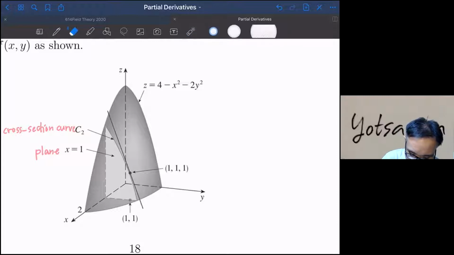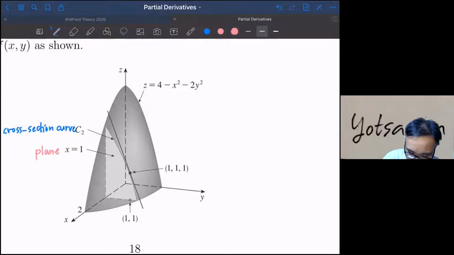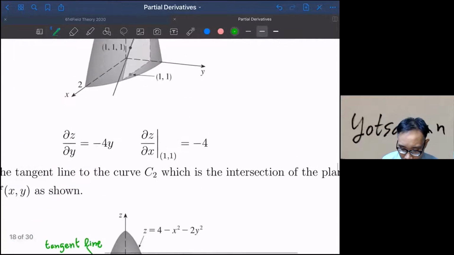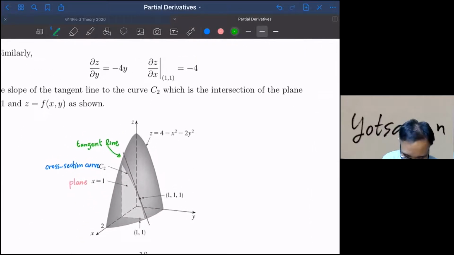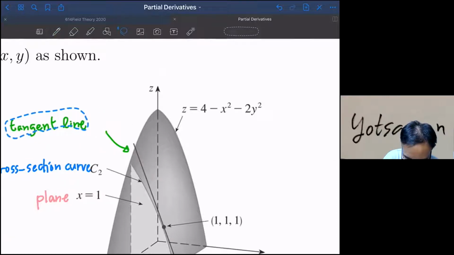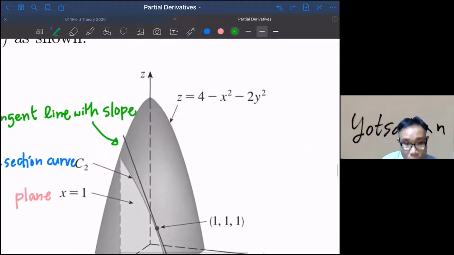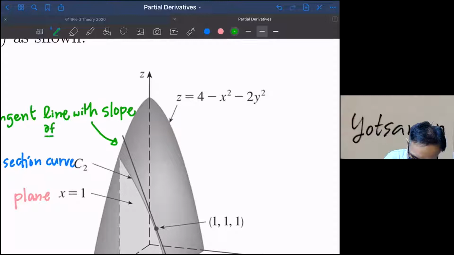Let me use another color, it's going to be easier to see. So I use the blue color. And you have the tangent line. The slope of the tangent line turns out to be df/dy at (1, 1). So it's with slope df/dy at (1, 1). So that is the meaning.